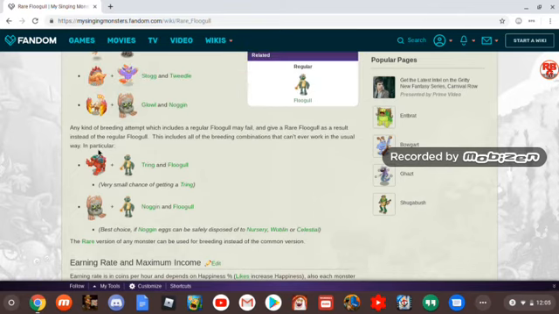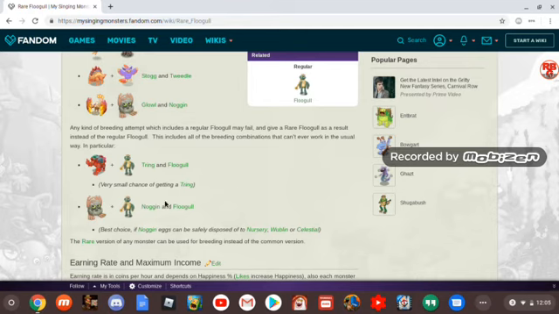Over here it says, any kind of breeding attempt which includes a regular Floogull may fail and give a Rare Floogull as a result instead of a regular Floogull. This includes all the breeding combinations that can't ever work in the usual way. In particular, Tring and Floogull, which is a very small chance of getting, or I hope I'm saying that right, Noggin and Floogull.